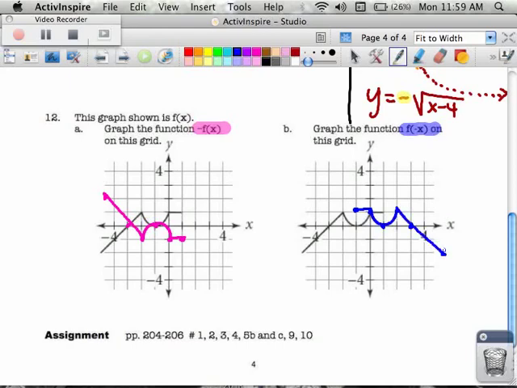And that's because of which axes I had to reflect over. So in the first one, of course, it was the x-axis that I reflected over right here. And in the second one, it was the y-axis that I reflected over right here.